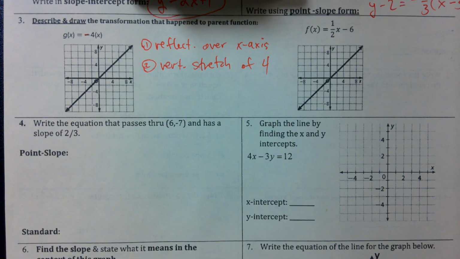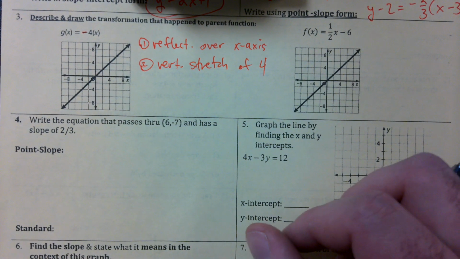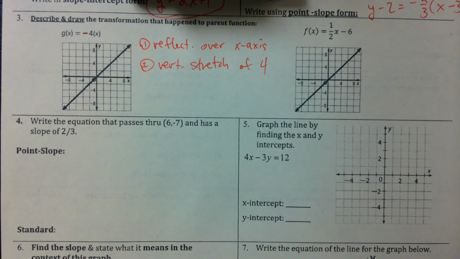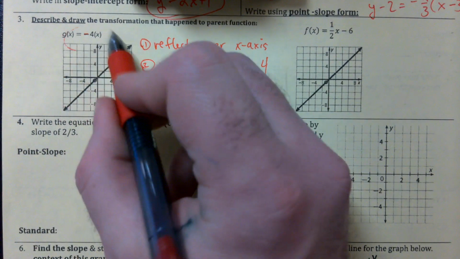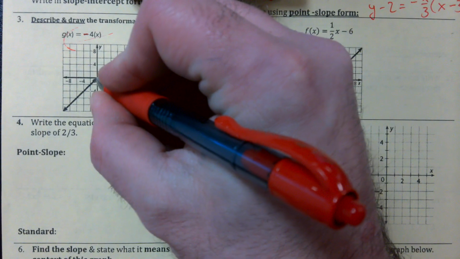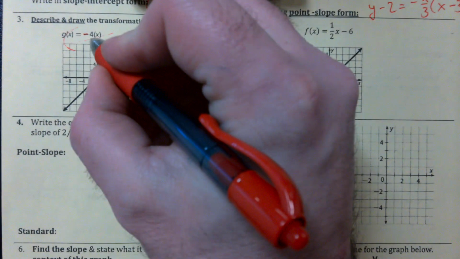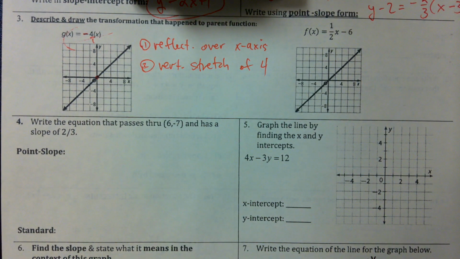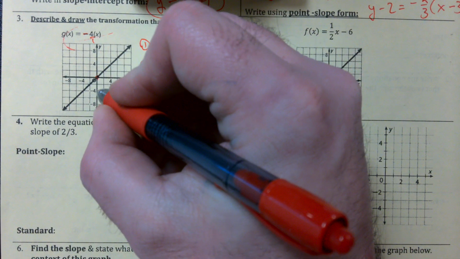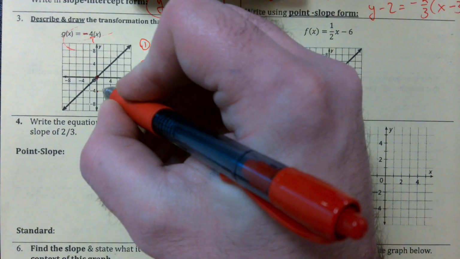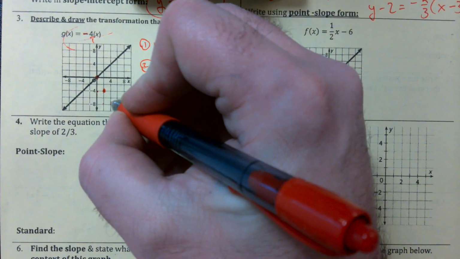How can I graph this line, though? There's a bunch of different things I could do. There's easy ways, there's hard ways. I could always make a table, plug in x's and get y's. That's a lot of work. Alex, what can I do? Just treat the negative 4 as a slope. That's right. What's my y-intercept for this g of x? 0. So if my slope is negative 4 over 1, what's my rise going to be from 0? Down 4, right 1.